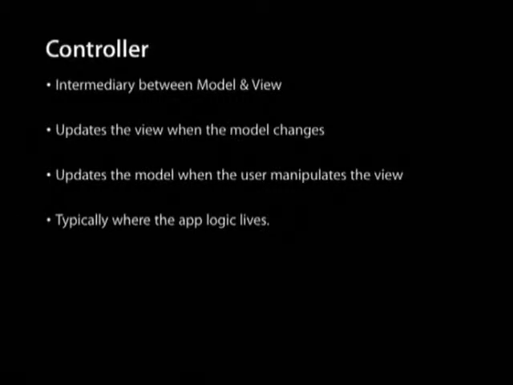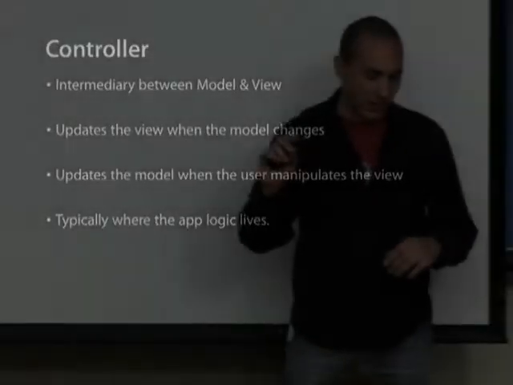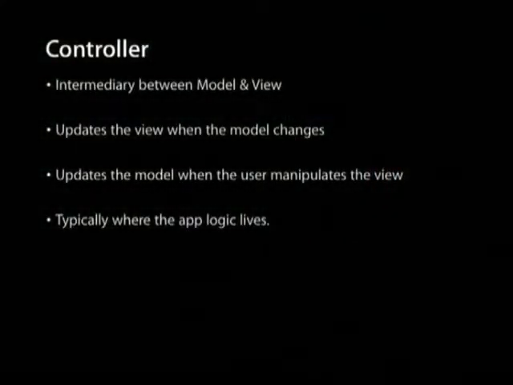When the data changes under the hood, so let's say there's multiple people talking to this database. Let's say it's network-based. The controller is the one that notices the change in the model and tells the view to update. Similarly, it's also the one that receives events from the view, and then updates the data in the model. And typically, this is where the app logic lives, which means this is what you implement differently in each of your applications.